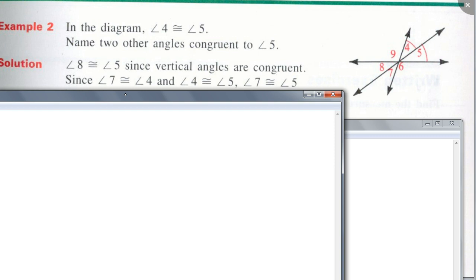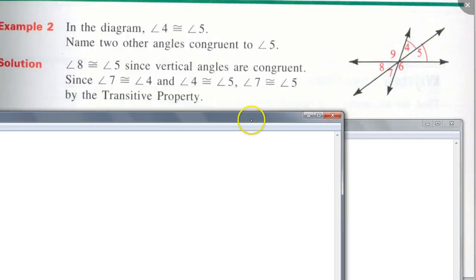Transitive property is correct, right? Transitive property of equality or transitive property of congruence? Congruence, because they have the congruent symbol, right? So it's because of the transitive property of congruence.